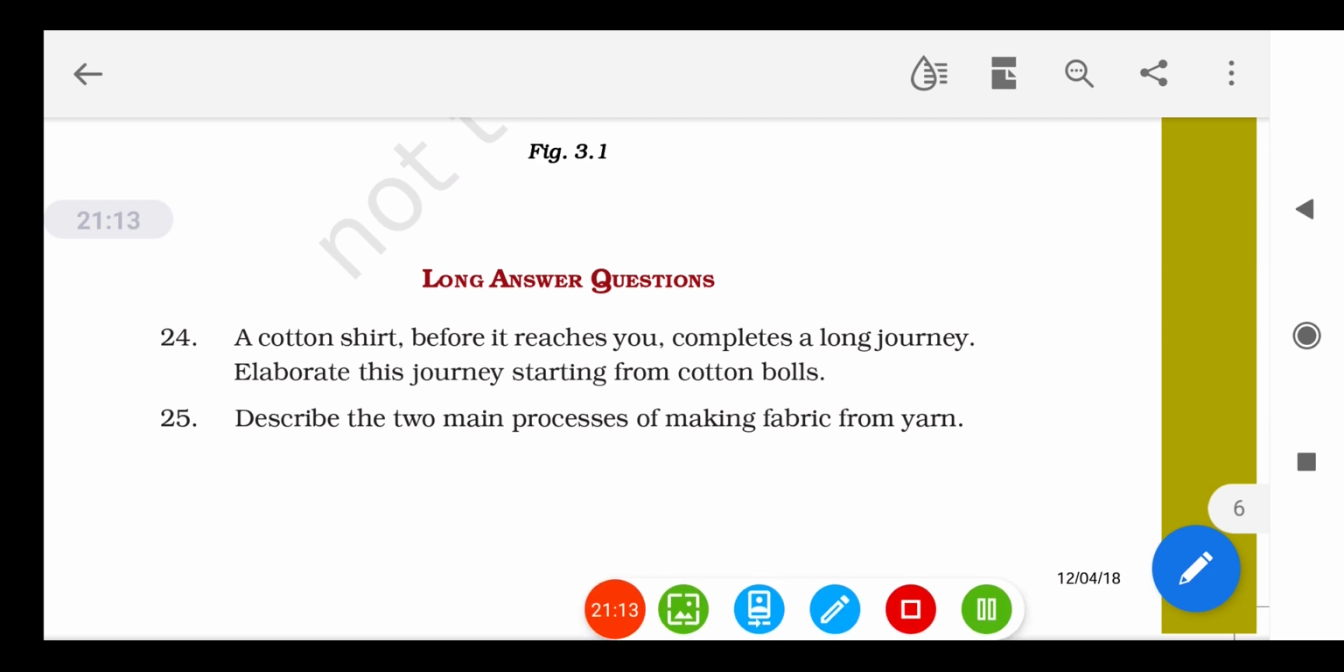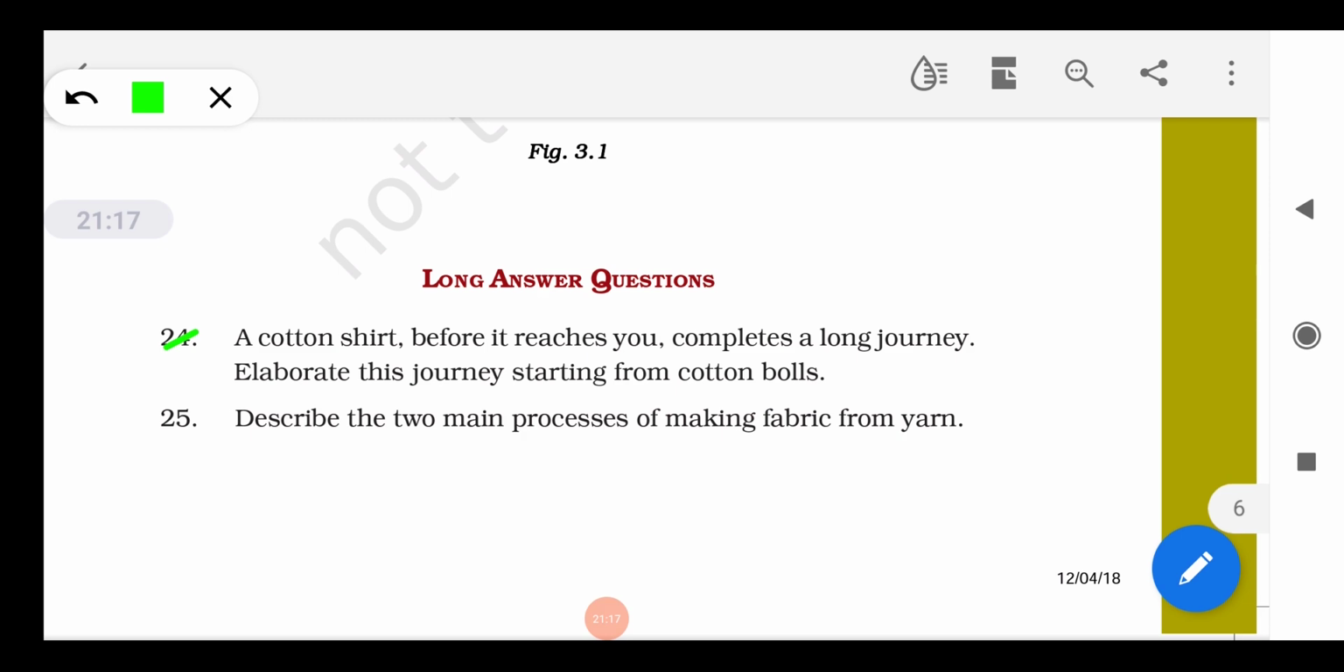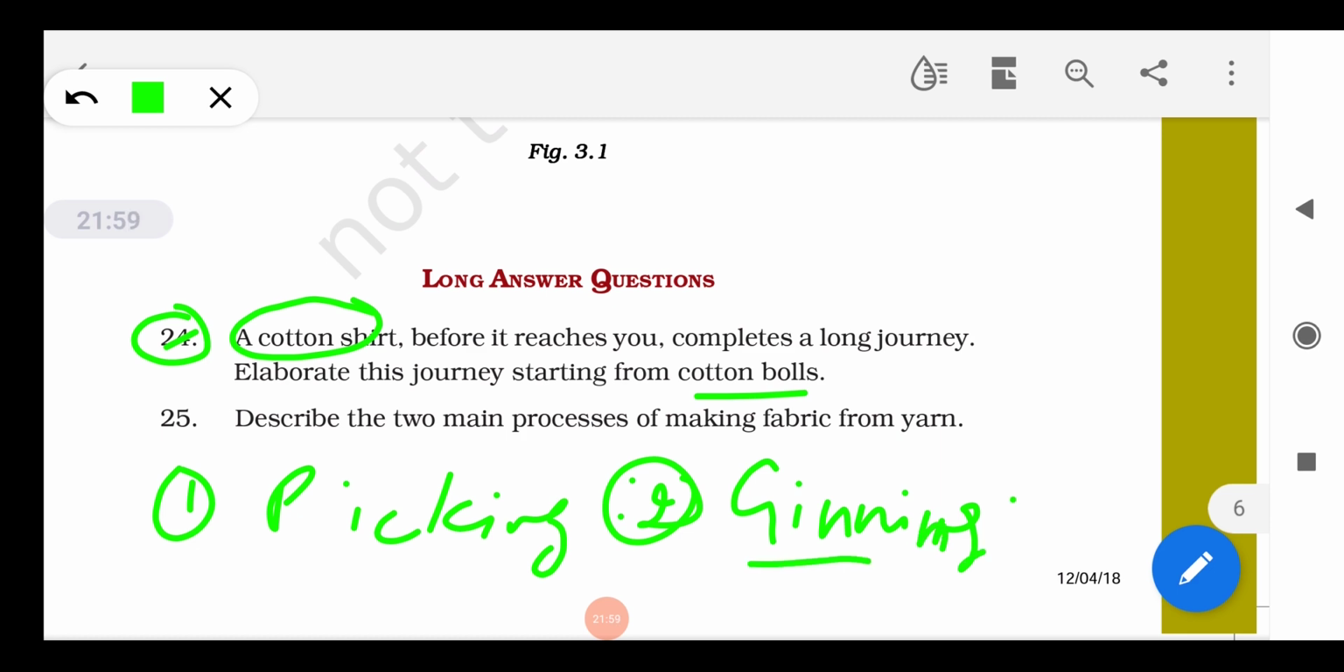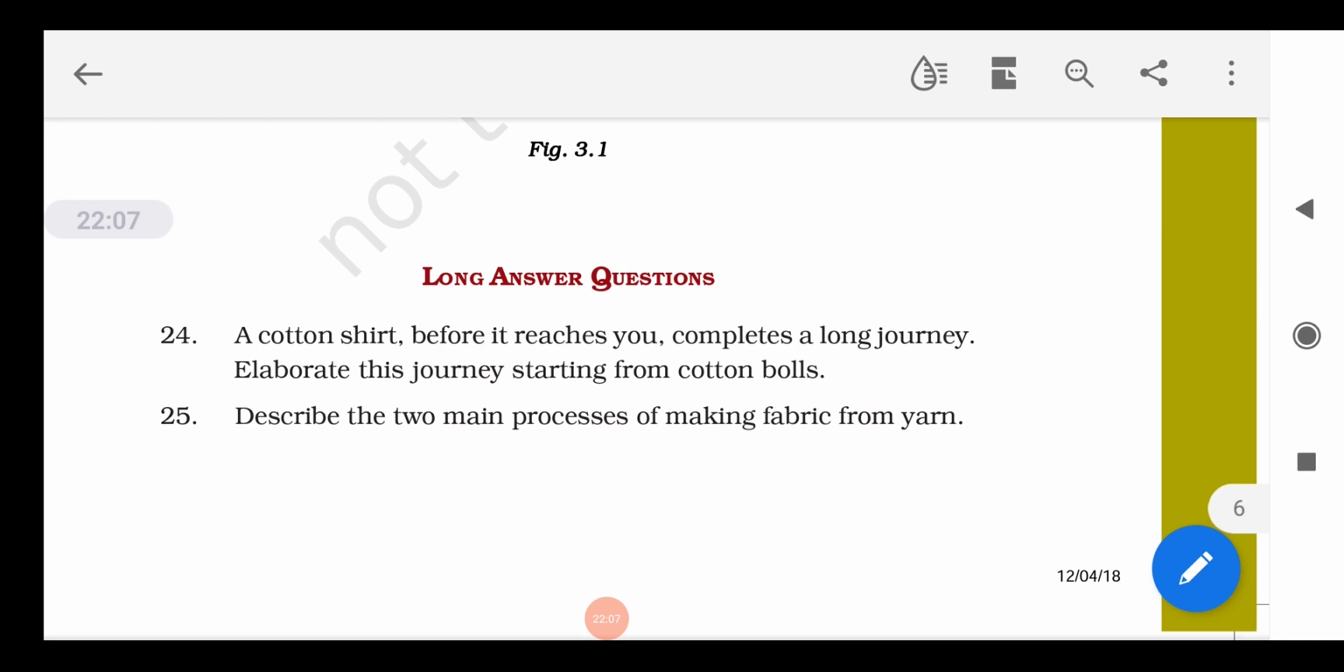So now question number 24. A cotton shirt, before it reaches you, completes a long journey. Elaborate this journey starting from the cotton ball. So we have to tell the whole steps involved to get a cotton shirt starting from cotton balls. Number one is picking, P-I-C-K-I-N-G. Picking mein kya hoga? The seeds covered with the cotton fibers are hand-picked. तो इसको हाथों से हम कॉटन बॉल्स को कलेक्ट करते हैं. उसके बाद सेकंड स्टेप आएगा जीनिंग, G-I-N-N-I-N-G. In ginning what we do, we separate the seed from the cotton fiber. And nowadays ginning is also done with the help of machines. It is also done manually by using hands.